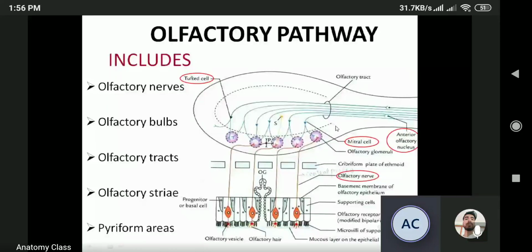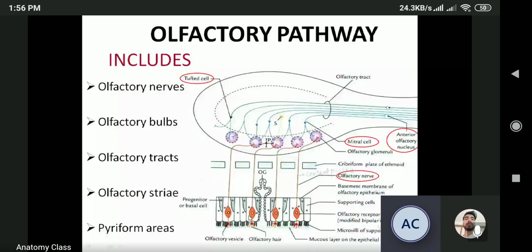This olfactory pathway, which is part of the limbic system, includes the olfactory nerve, olfactory bulb, olfactory tract, olfactory stria, and piriform area. This olfactory nerve is actually the central process of the bipolar olfactory neuron. The central process of the bipolar olfactory neuron comprises the olfactory nerve, which pierces the cribriform plate of the ethmoid to enter into the olfactory bulb. You must have seen the olfactory bulb when you had a demo about the cerebrum, isn't it?